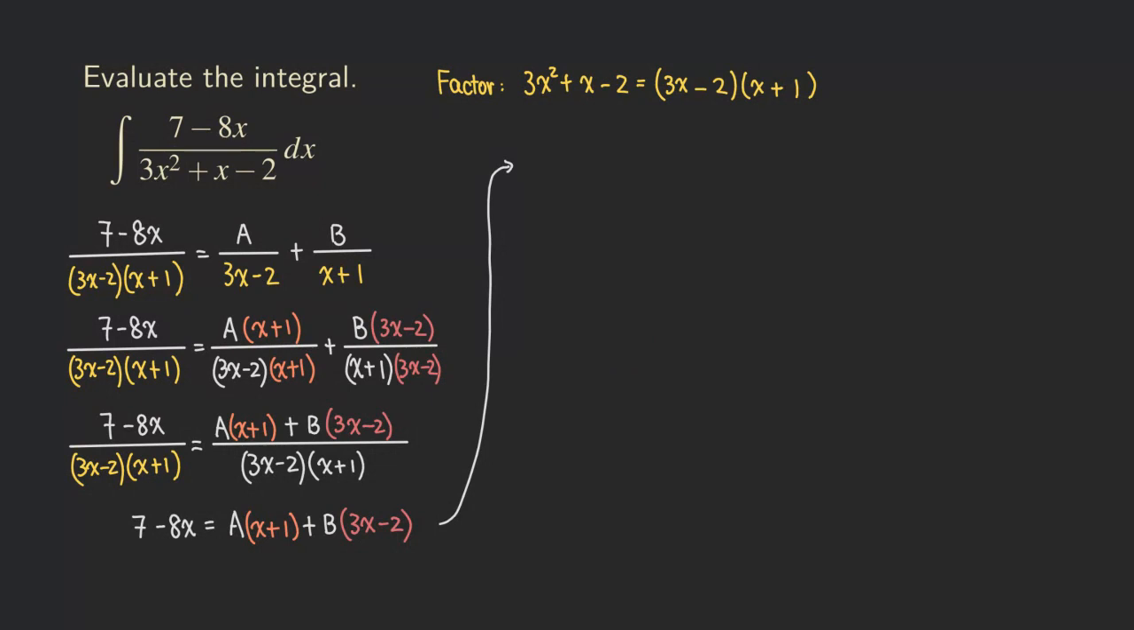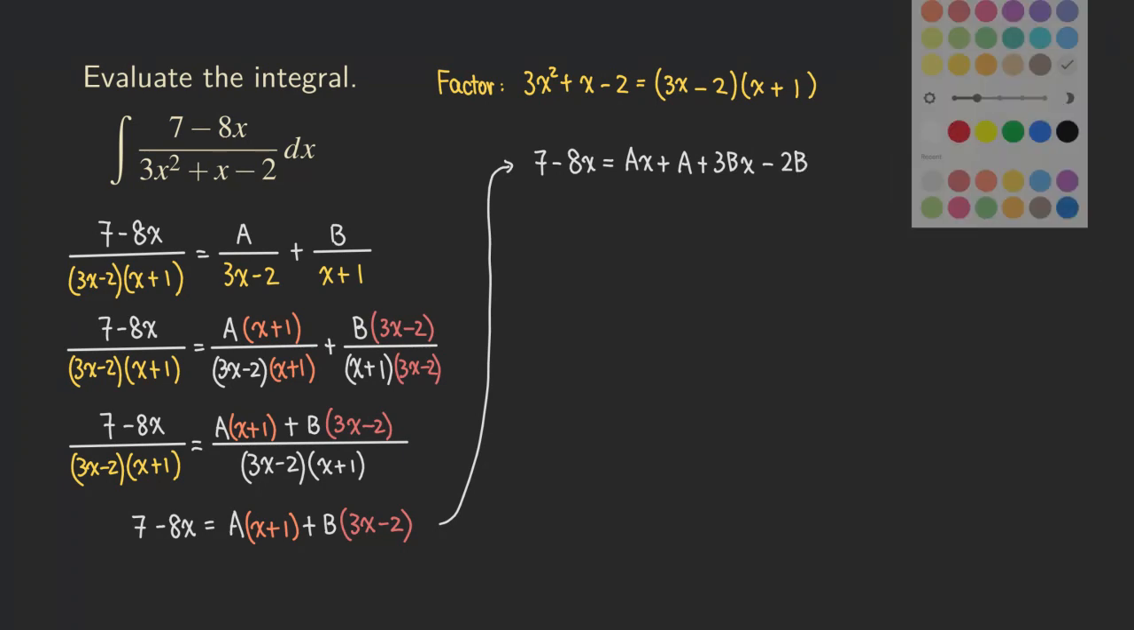Okay, so now I'm just going to go with the traditional. So I'm just going to have 7 minus 8x right here. And that's equal to, what do we get here? We are going to distribute the a and the b, right? So let's do that. So we have ax plus a plus 3bx and then minus 2b.